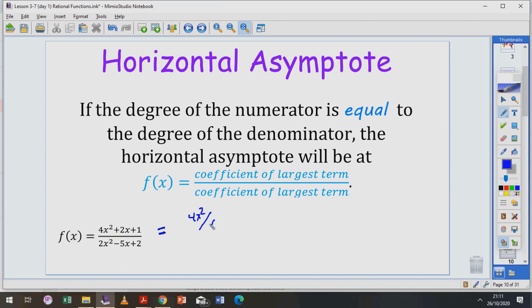So 4x squared divided by x squared and 2x squared divided by x squared. You can see that this x squared cancels out, and I just end up with 4 out of 2, which is just 2. So when the degrees of the numerator and the denominator are equal, all you have to do honestly is divide the 4 by the 2 without having to go through this, to get y equals 2 as your horizontal asymptote.